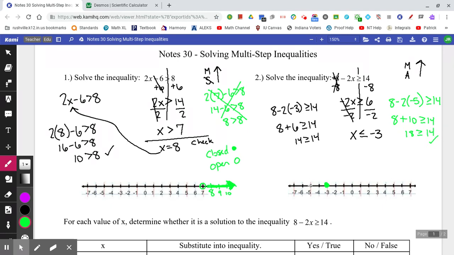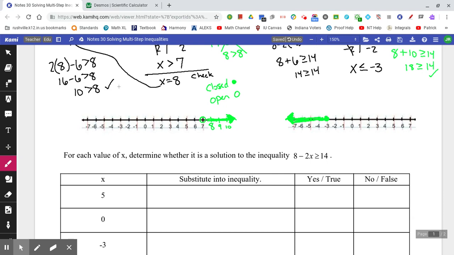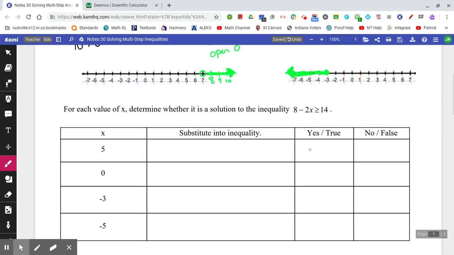So because negative 5 was a solution, I also want that included, but it's not going to be the only one. It's going to also be negative 4, negative 6, negative 7, negative 8, and so on. So I would darken the left side of this number line. All of my values that are less than negative 3 would make a true statement. All right, so that's how you go through and solve a multi-step inequality to get your solutions. But as you can see, how I checked my work is very handy.